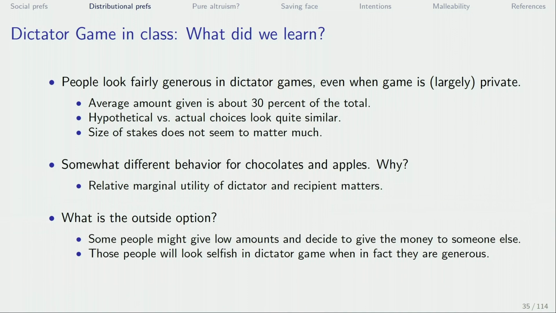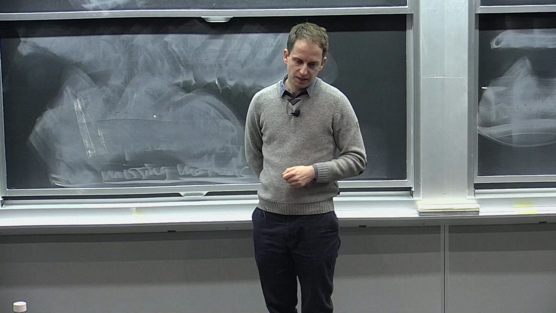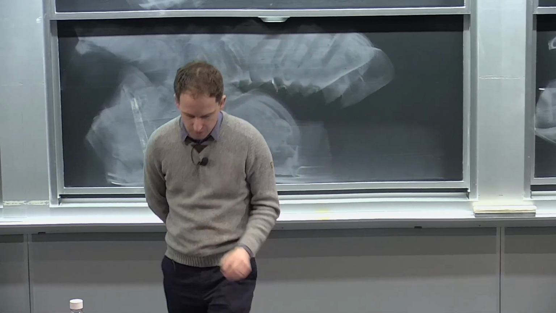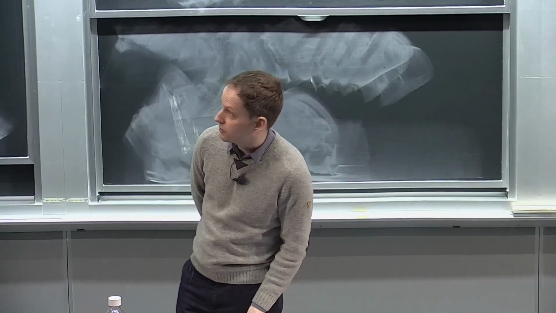This is what I was mentioning as well. You want to think about what the outside option is. Some people might give a low amount and decide to give the money or the apples or whatever to somebody else. Those people will look selfish in dictator games. Well, in fact, they're quite generous. That's a problem with these games that is hard to deal with.